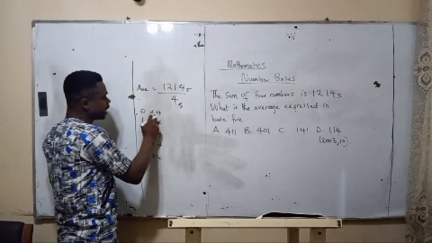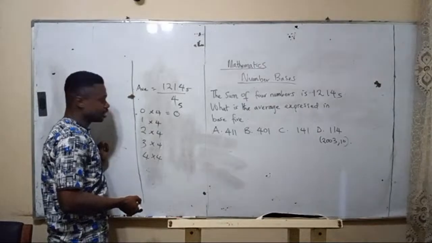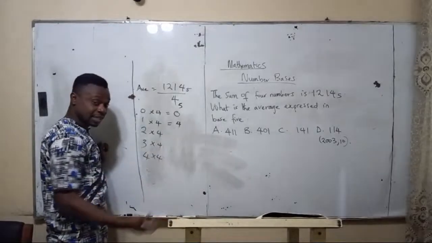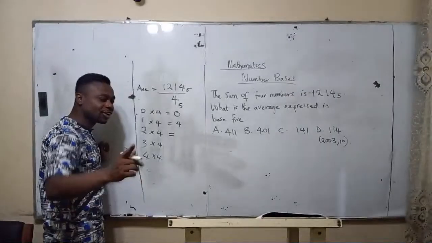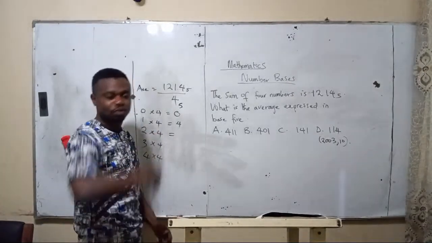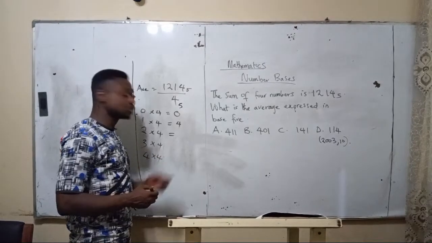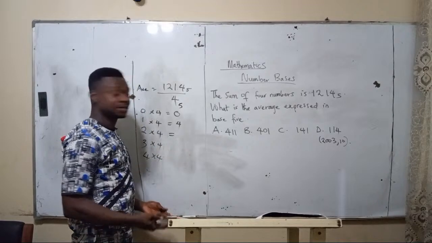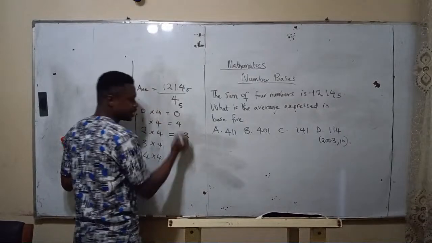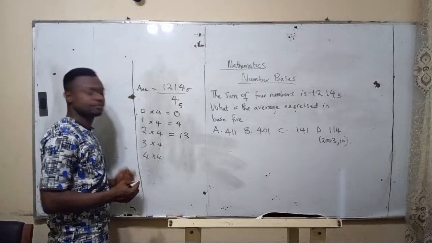Let's go. 0 times 4 is what? 0. 0 can be under base 5, so it is okay. 1 times 4 is 4. 4 can be under base 5, it's still okay. 2 times 4 is 8. 8 cannot be under base 5, so we convert it to base 5. 8 divided by 5 is 1, remainder 3. So we write the remainder 3 and bring down the whole number 1. So you have 1 3 in base 5.